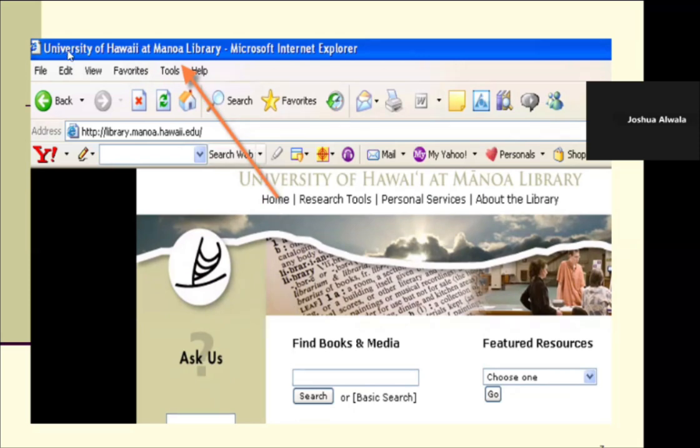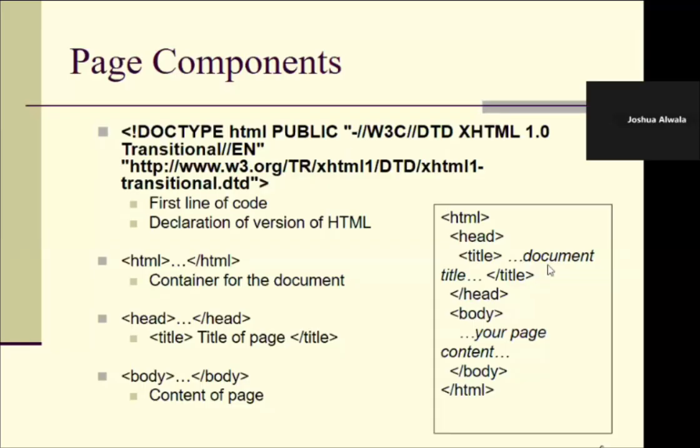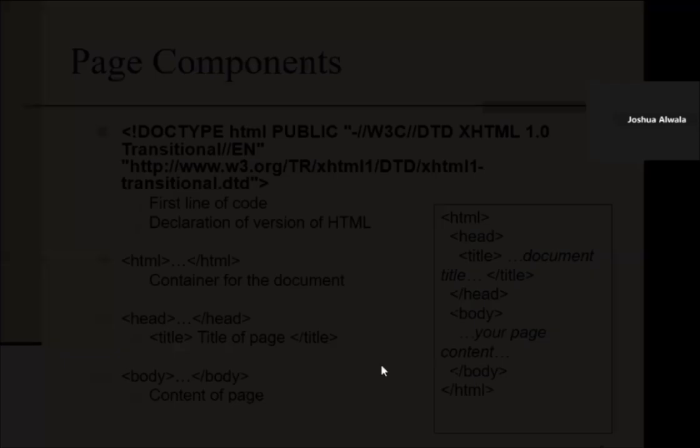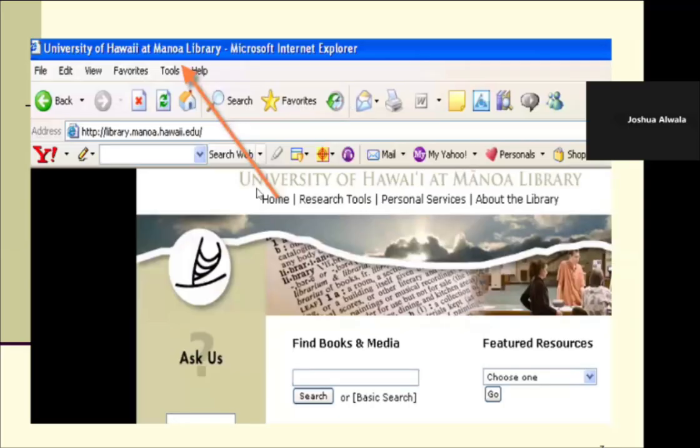If you check on the web browser, it's written University of Howard at Mana Library. Now, this is what the developers wrote as the title. So what you write in the title, when you open your website on a browser, it will read on top what you had written in the title. That is why it is very important to have this title. What you write between this title tag is what will actually be displayed when your website is open on a browser. Are all of us clear with this one?